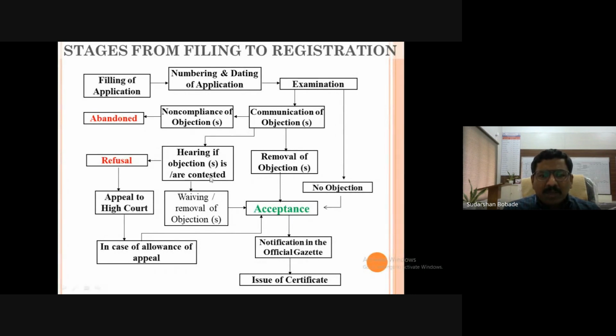On the hearing related to the objection, if they are satisfied, then again it is accepted. If they are not satisfied and we are also not interested to go further, then that particular objection is refused. If we are not satisfied with their refusal, then we can appeal to the High Court, and in case of allowance of the appeal, we can get the acceptance, and on that basis the certificate will be issued.